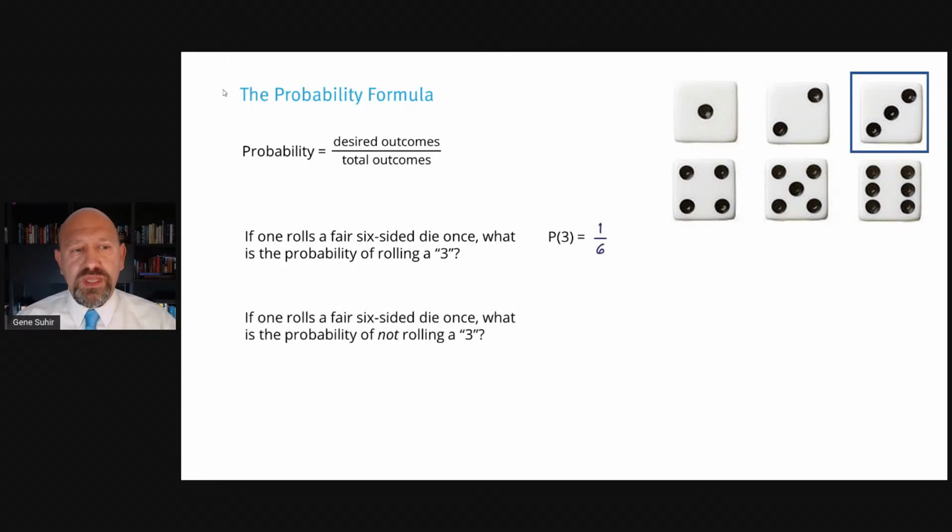So what about the probability of rolling something that's not a 3? Well, still 6 outcomes. Something that's not a 3, there would be 5 of those, 5 out of 6. But here's another way to think of it. The sum of probabilities for mutually exclusive outcomes for a given event would be 1. So if the probability of getting a 3 is 1/6, then the probability of not getting a 3 would be 1 minus that, 1 minus 1/6, or 5/6.